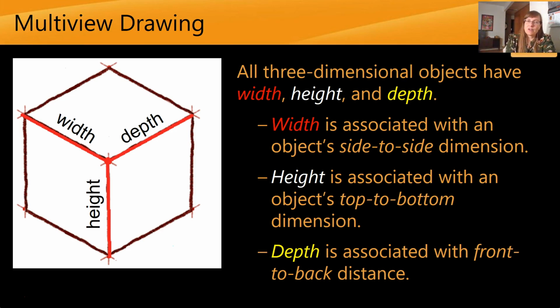So in multi-view drawings, all three-dimensional objects essentially have a width, height, and a depth. So the width is essentially the object's side-to-side dimension, the height is the top-to-bottom dimension, and then the depth is considered the front-to-back dimension.